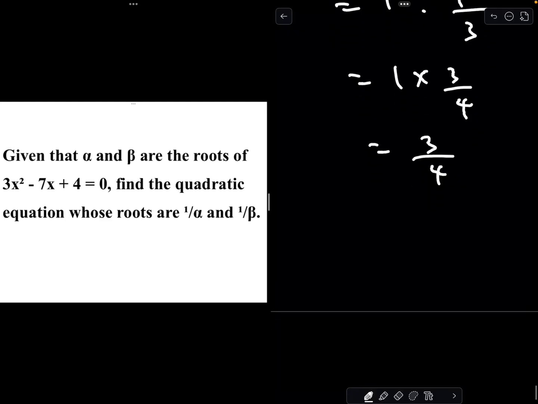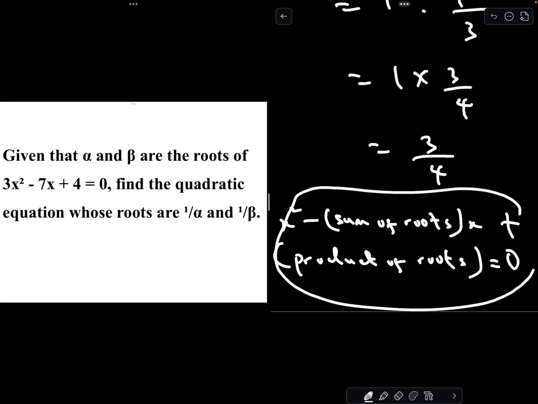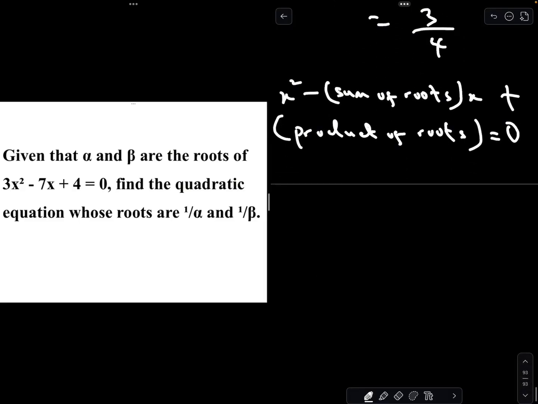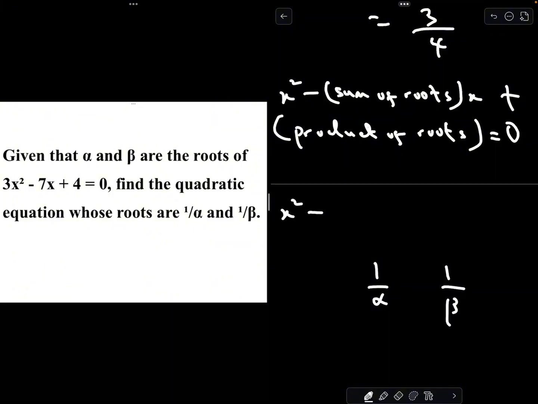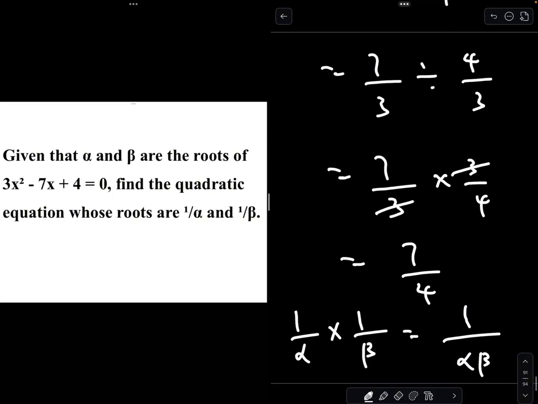Now we know that a quadratic equation can also be written in the form x squared minus sum of roots times x plus product of roots equals 0. This is also a representation of a quadratic equation in terms of its roots. So the equation whose roots are 1 over alpha and 1 over beta is x squared minus the sum of the roots, 1 over alpha plus 1 over beta, which is 7 over 4. Let's see that. That's 7 over 4.